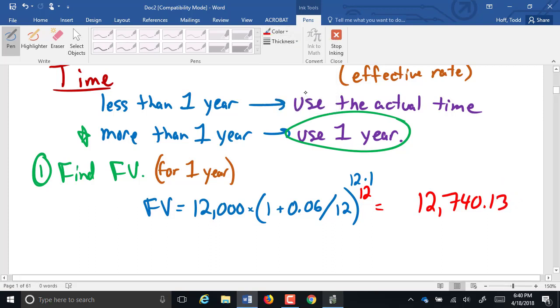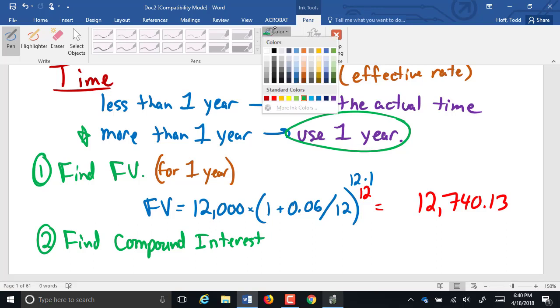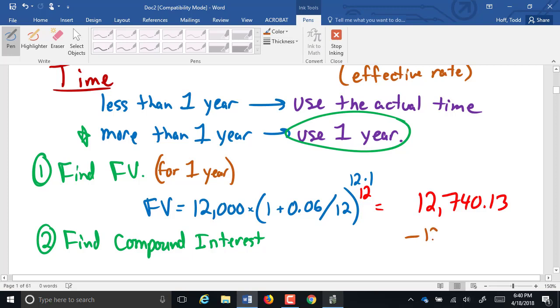Step 2, find the amount of compound interest. That's pretty simple. We're just going to subtract the original $12,000. Compound interest for 1 year, $740.13.